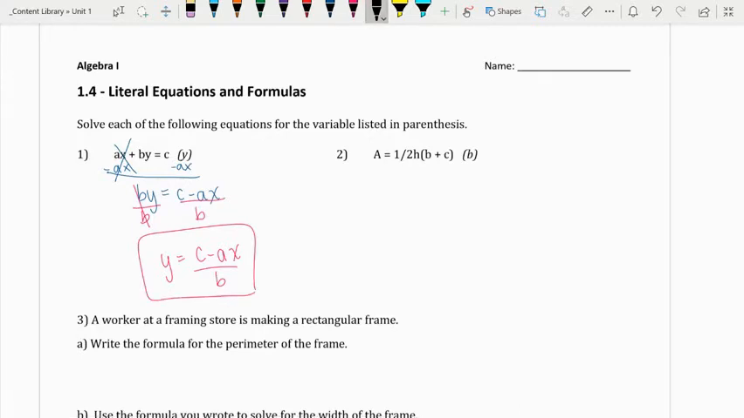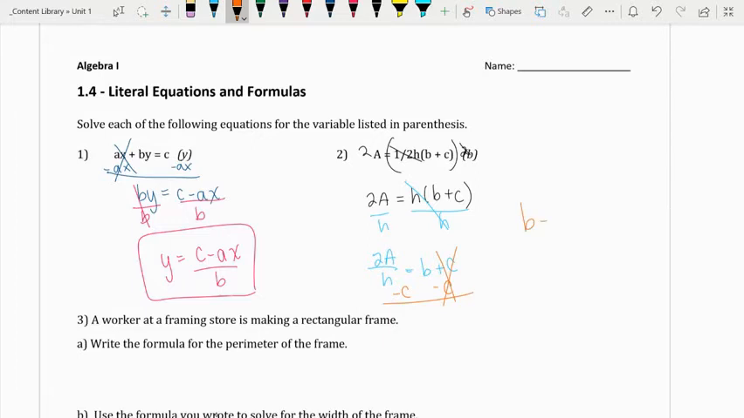In number 2, it says we are solving for b. First thing I notice is the 1/2. I'm going to try to get rid of that and move it to the other side by multiplying by 2 or multiplying by the reciprocal. So we have 2a equals h times (b plus c). H is being multiplied by b plus c, so I'm going to divide. And now all we have left is c to move over, which we would subtract. So we have b equals 2a over h, minus c.